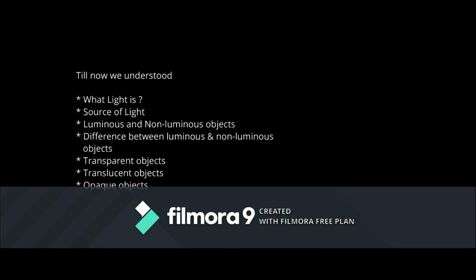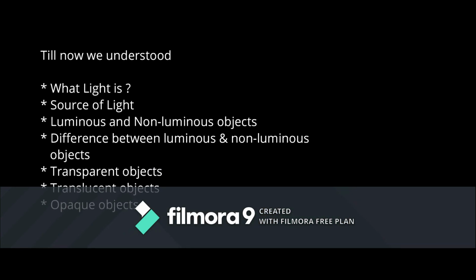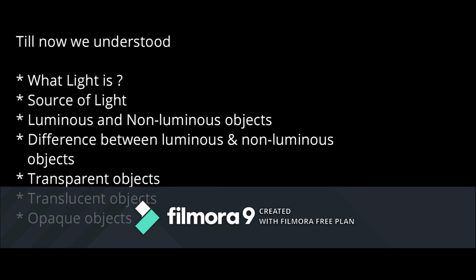Till now we understood what light is and what the sources of light are, luminous and non-luminous objects, and the difference between luminous and non-luminous objects, and the very important three terms, that is transparent objects, translucent objects, and opaque objects.